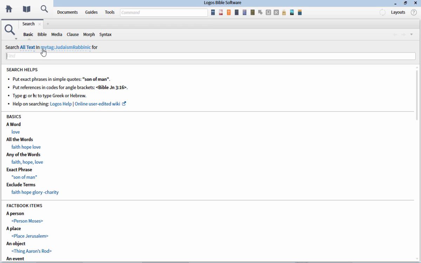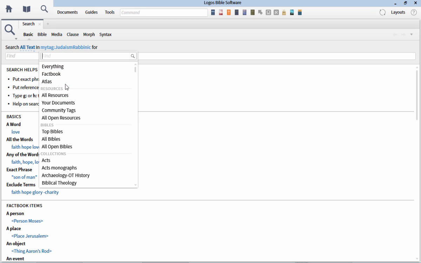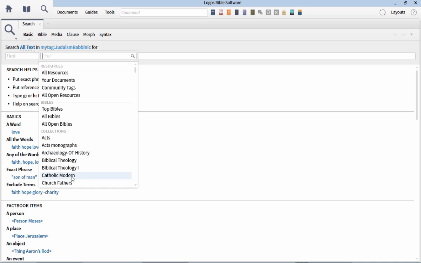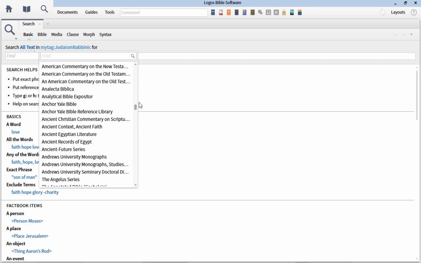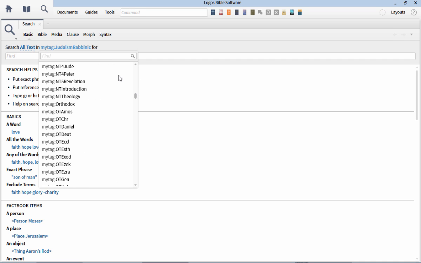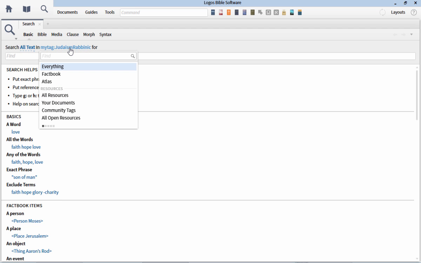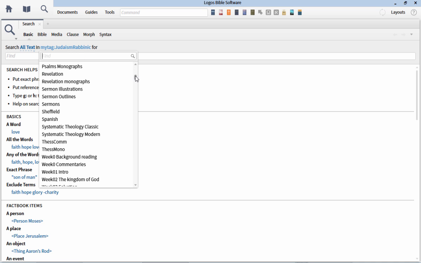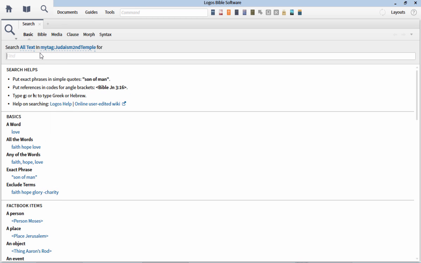Search the whole library, and you can choose to search everything. You can search some collections if you made collections up in the tools. Or in my case, I have made a lot of tags. Right here, a lot of tags I have. I can search for my Judaism Rabbinic or Judaism Second Temple period. Let me go ahead and do the Judaism Second Temple. All right.